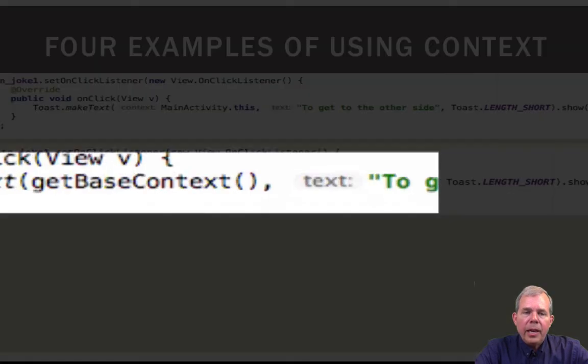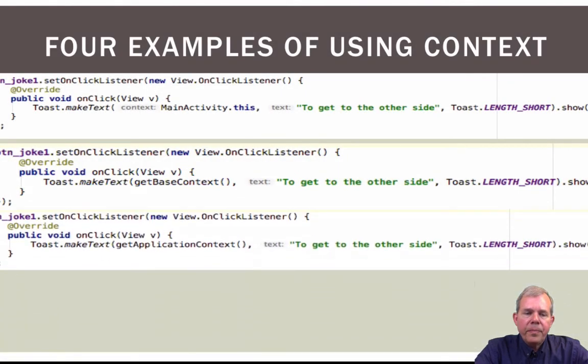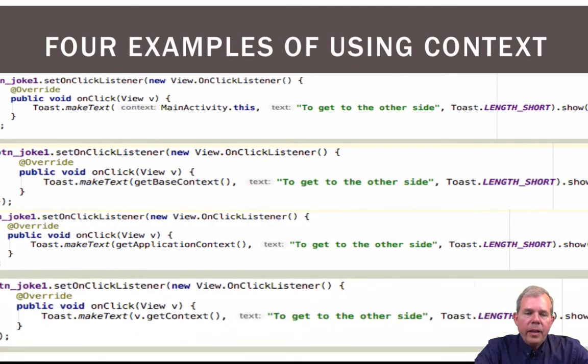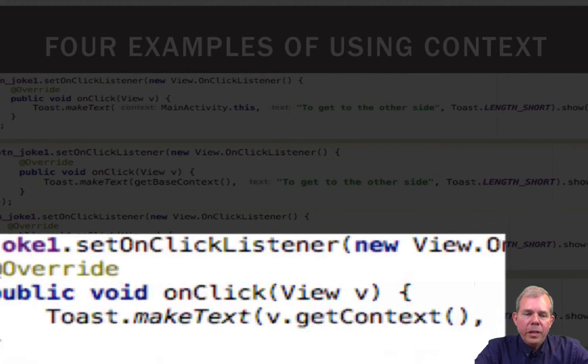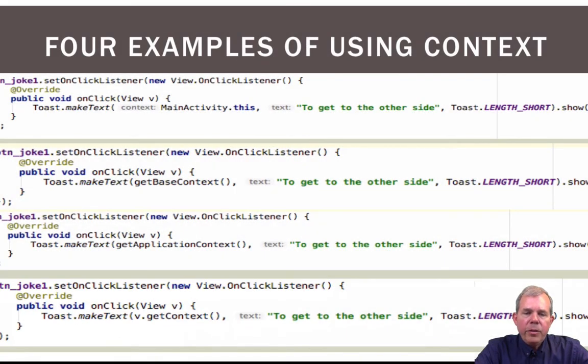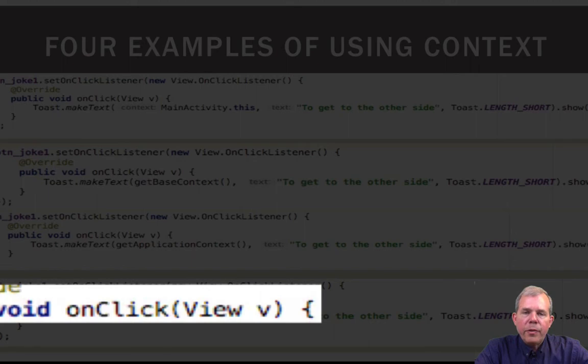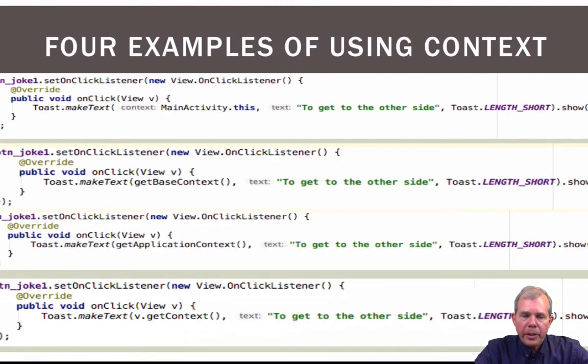Toast.makeText, then you have getBaseContext. Here's another. We could use getApplicationContext. And then finally, I have something that looks a little odd to you. Where did V come from? V.getContext. Well, you can see that V is a pass-through parameter. It stands for view. When you think view, think button. The button that was clicked is the V. So V.getContext means tell me the application that owns this button. And so V.getContext will tell you which app it belongs to. Those are four ways that you could program a reference to context.